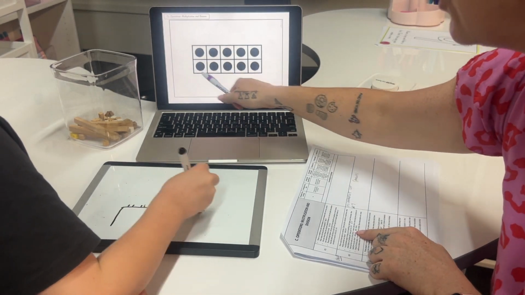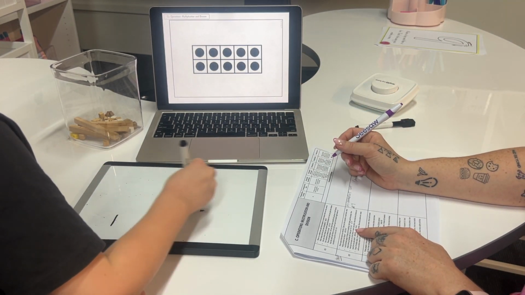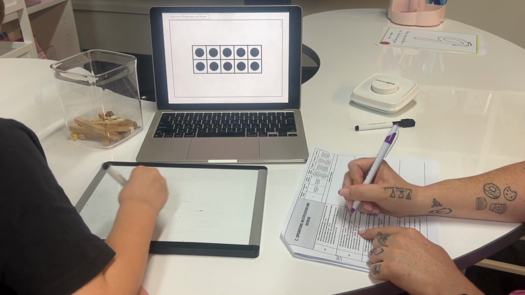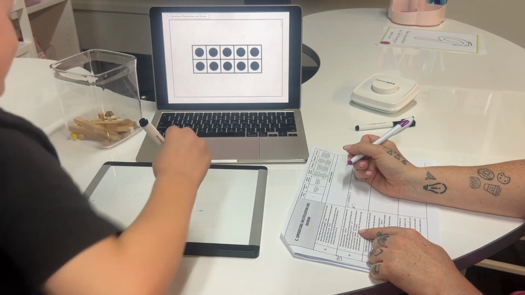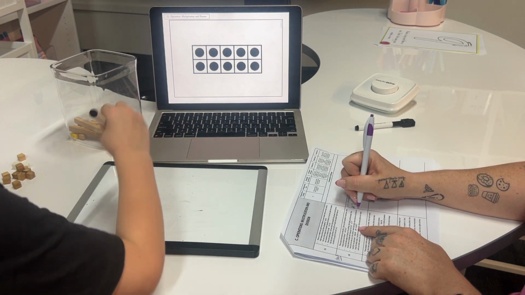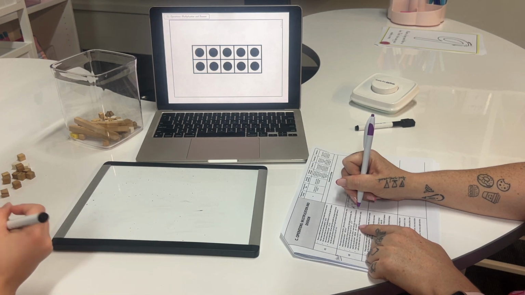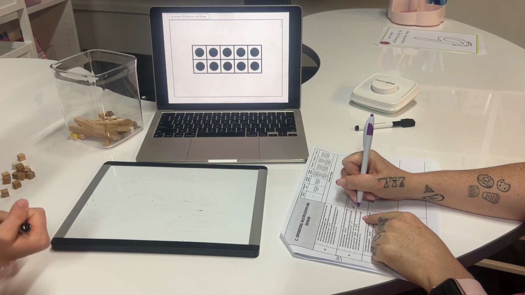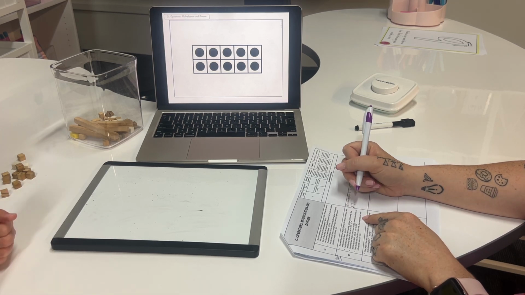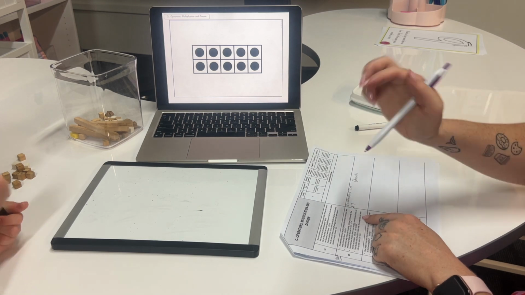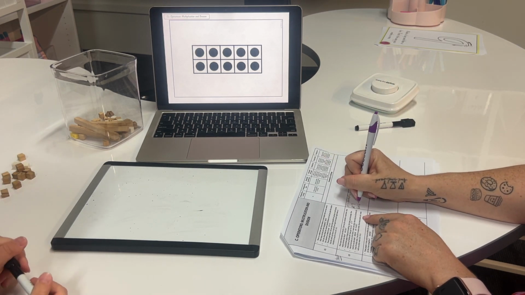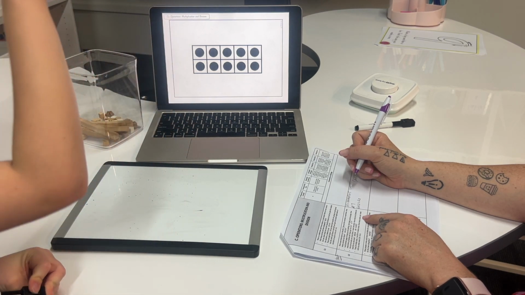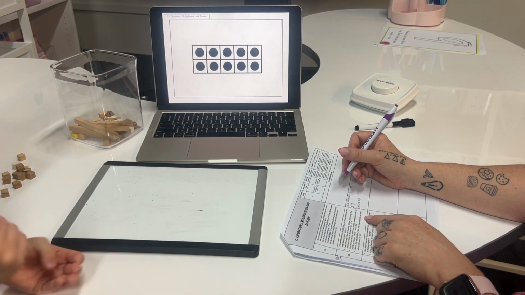Here are 10 dots. I want 60 dots. How many of these would I need? 6. How did you know that so very fast? That was super fast. How did you get 6? I don't know how I got 6. So there are 10 dots here. 6 times 10 is 60 because you just take off the 1 and there's 6, and then you add the 0, so that equals 60.